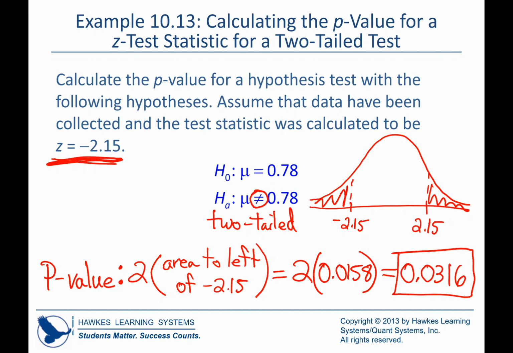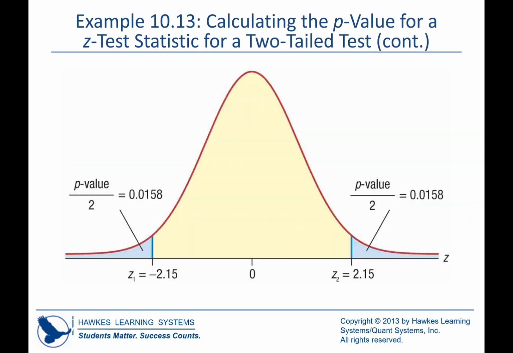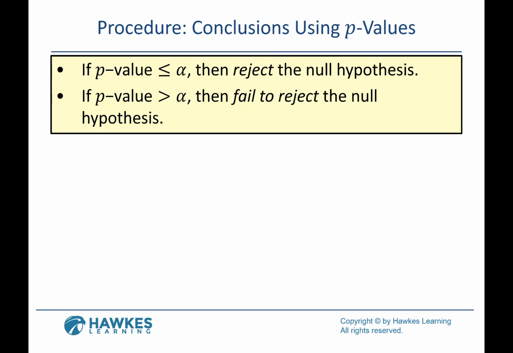So the level of significance we use varies from situation to situation. So we make a comparison between our p-value and our level of significance. The symbol for level of significance is alpha. And so here's our rule. If our p-value is less than or equal to alpha, or significance level, then we reject the null hypothesis. If our p-value is bigger than alpha, then we fail to reject the null hypothesis.